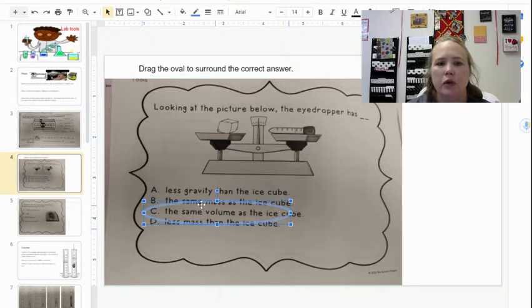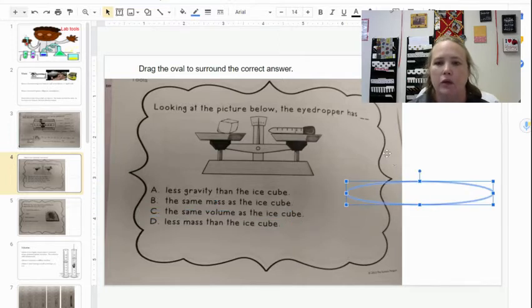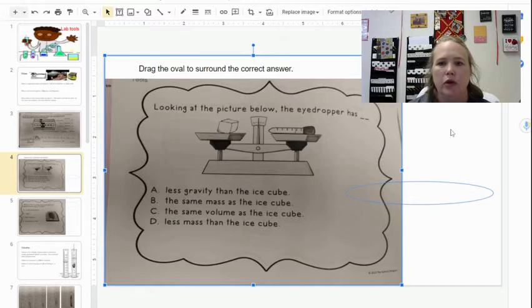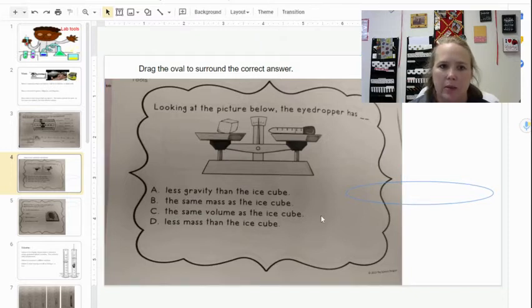If you put it in between two, I'm not going to know what you're trying to click or choose, and I don't want to count it wrong. So make sure that you're being very clear on what you're circling there. Okay, if you are having trouble with it, you can always insert a text box and type a letter, but you don't have to. You can just drag the blue circle.